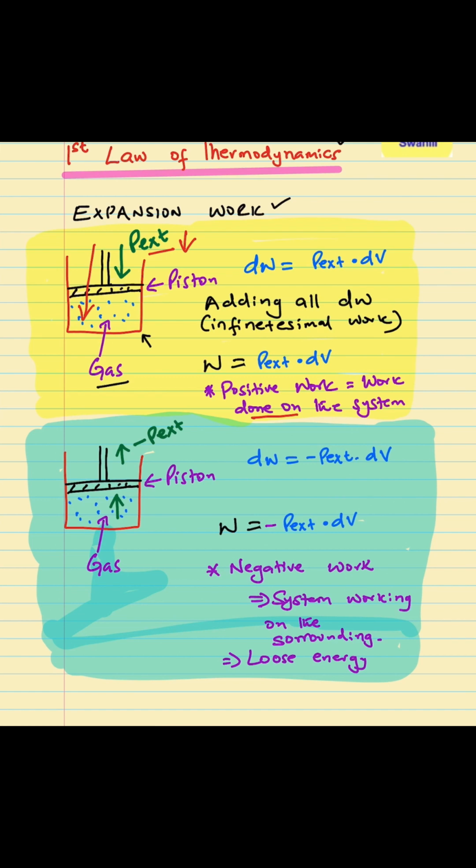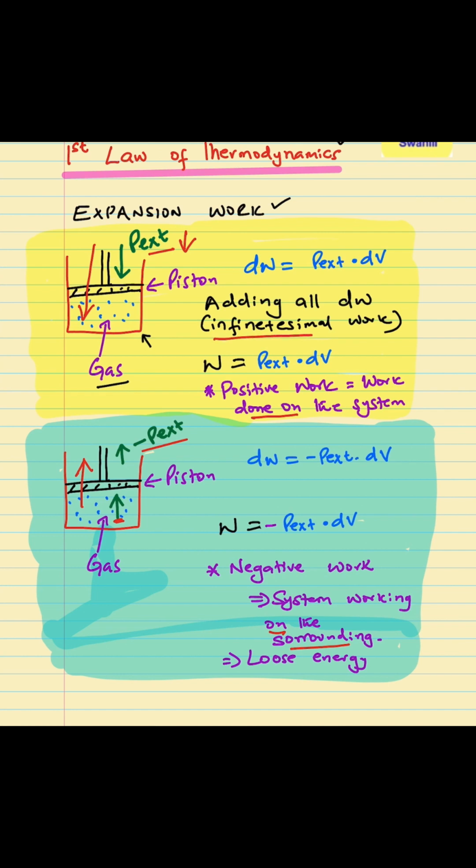But in the second case, we have a negative external pressure. That means the gas itself here is exerting force on the piston and therefore pushing the piston out. And in that case, we say that work is being done on the surrounding. So the piston here represents the surrounding. So we say work is being done by the system, or work is being done on the surrounding. In the first case, work is being done by the surrounding and work is being done on the system.